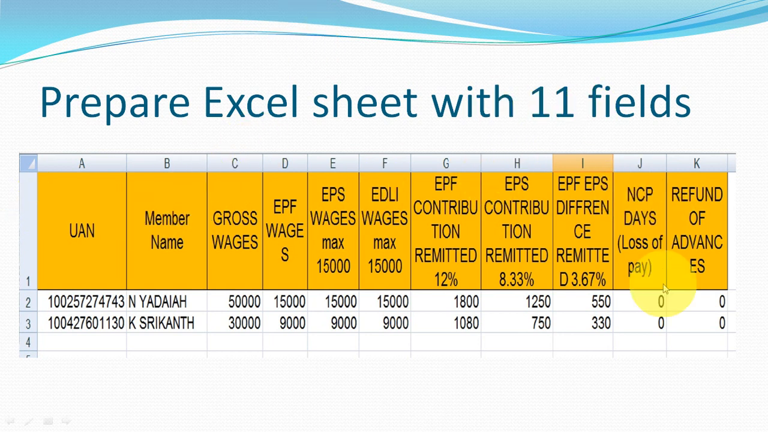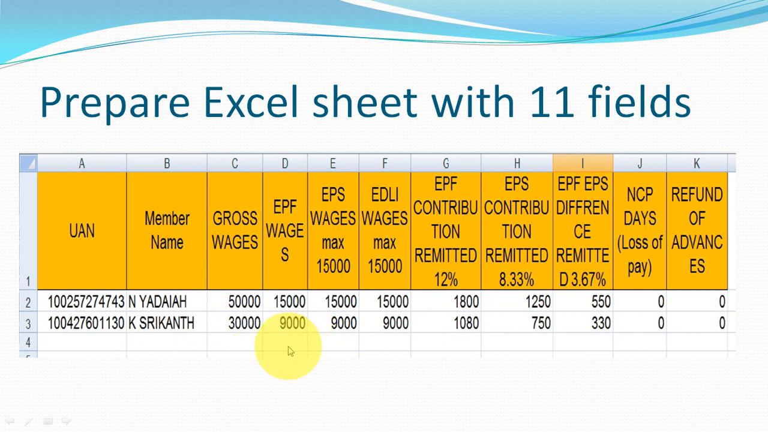Kindly open an Excel sheet and give the 11 columns, like Universal Account Number. This is the 12-digit account number which has been provided to all the workers. No need to type the EPF account number now. The member name exactly as per EPFO's record. Gross wages is the wage or salary which appears in the salary slip of the worker.